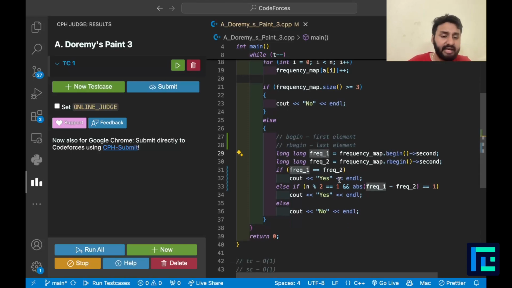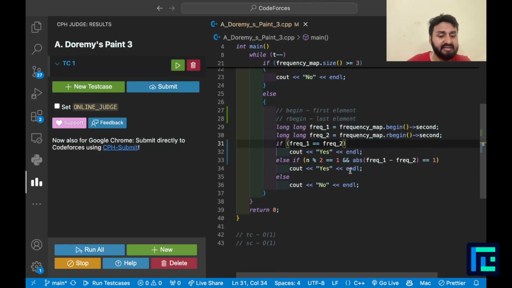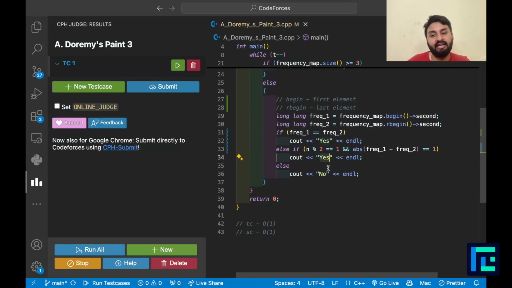Now, a very simple case working as we discussed. If F1 and F2 are the same, this of course means you most probably have an even sized array. You have the same frequencies, so just place any F1 elements in odd positions and the other F2 elements in even positions. Great, good to go. But what is the else if case? The else if case is if you have an odd sized array and the absolute difference of the frequencies of the two numbers is equal to 1, then great, good to go. I can consider it to be a yes case also. Else I will finally print a no.